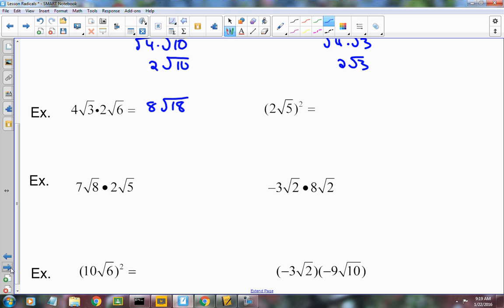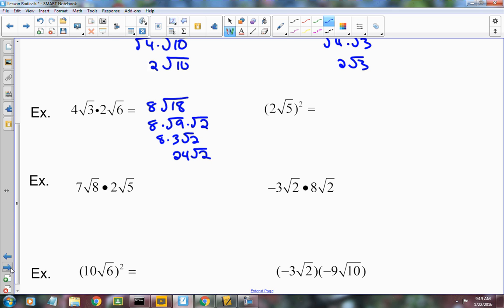9 and 2. So we have 8 times the square root of 9 times the square root of 2. The square root of 9 is what? 3, times the 8 that's already there. So 8 times 3 is 24, and then my radical 2 tags along. Any questions on what I've done so far?